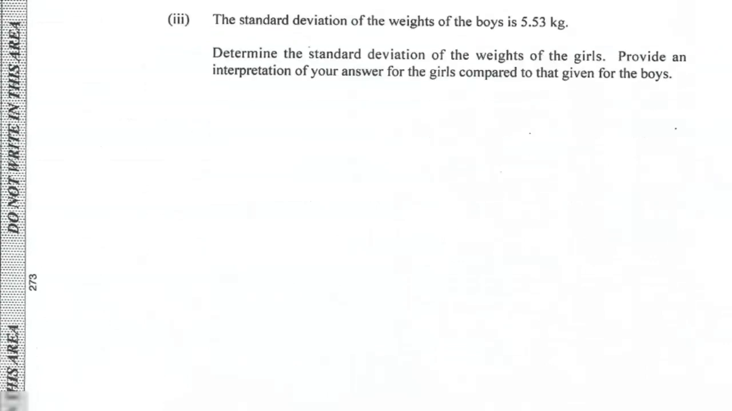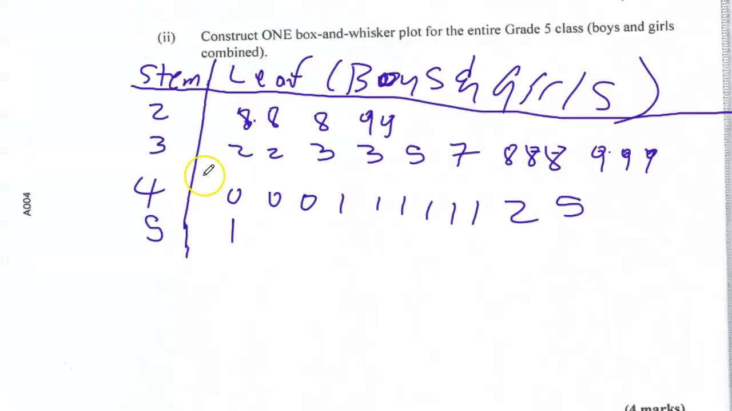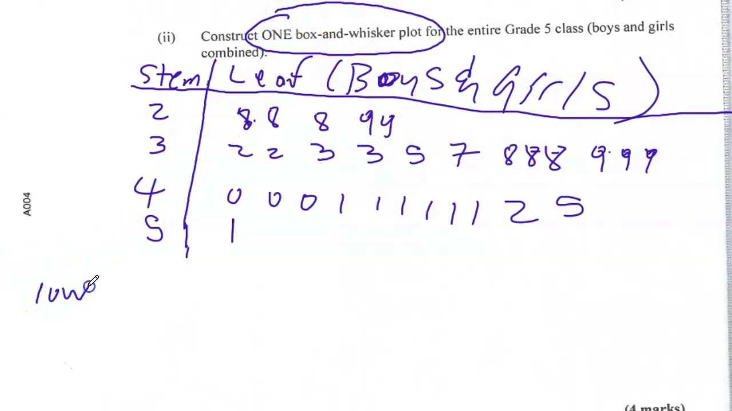So that would be the stem and leaf plot for the combined data. This means now we can get the information needed for the box and whisker plot. We need the smallest number, the lowest value, which would be 28. We need the highest value, which is 51.